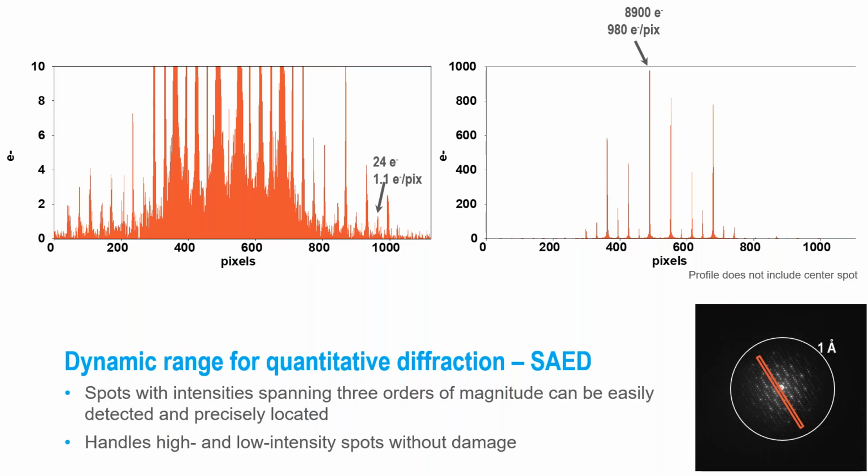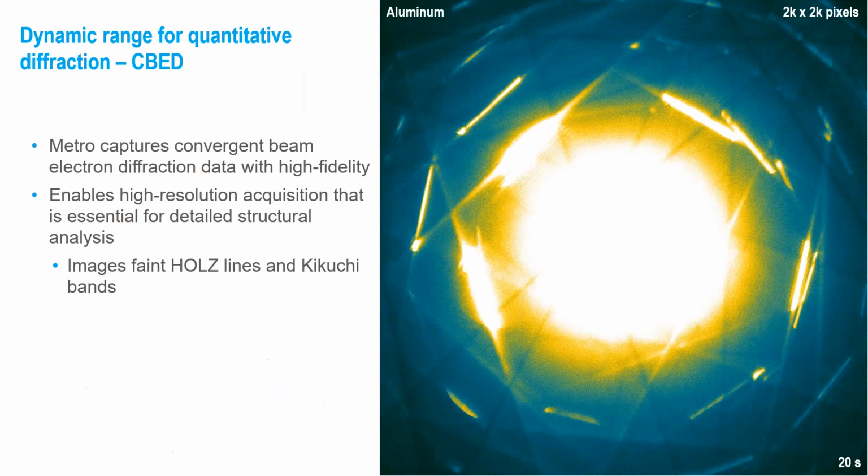But Metro enables us really to handle both these very low intensity spots and also the high intensity spots without damaging the camera. And I'll talk more about that a bit later. So this dynamic range is also really helpful for quantitative CBED, convergent beam electron diffraction data.